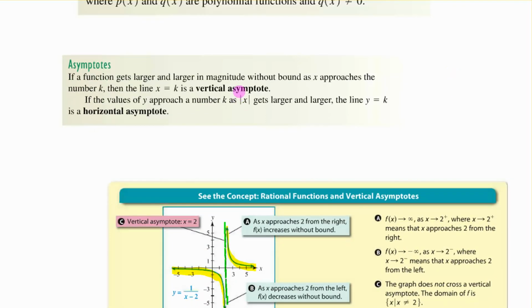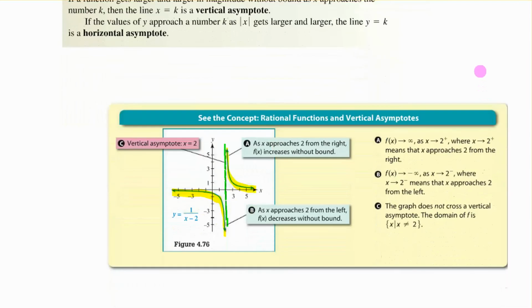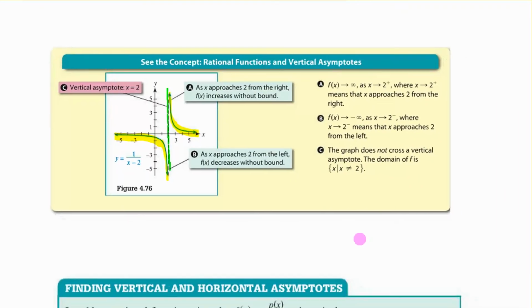Asymptotes. When we have some boundaries that occur in our rational functions, we have asymptotes, and we have vertical ones and we have horizontal ones. Let's look here. So this yellow part is what the graph actually is. This dotted line is our vertical asymptote. It occurs at x equals 2. And so this function right here, this is what the graph is, y equals 1 over x minus 2.